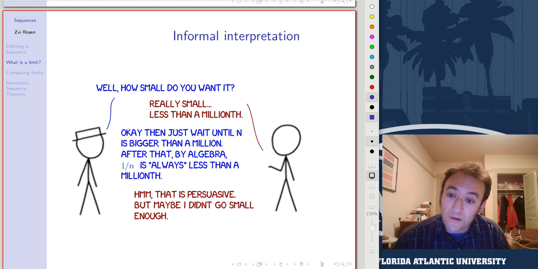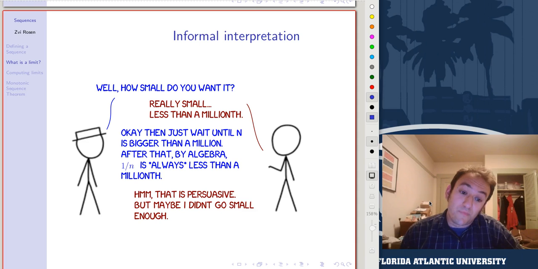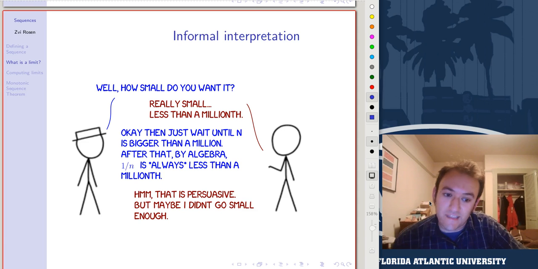He responds, well, how small do you want it? The skeptic says, really small, less than a millionth. He responds, okay, then just wait until n is bigger than a million. After that, by algebra, 1 over n is always less than a millionth. The skeptic responds, that is persuasive, but maybe I didn't go small enough. Okay, he chose a millionth, but just because I'm smaller than a millionth doesn't mean that I'm so small that I'm getting pressed up against 0. There's lots of numbers less than a millionth.